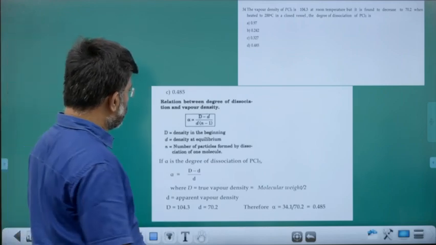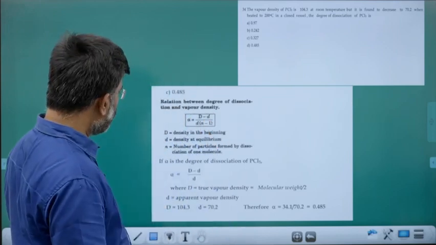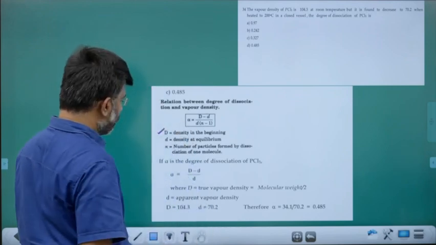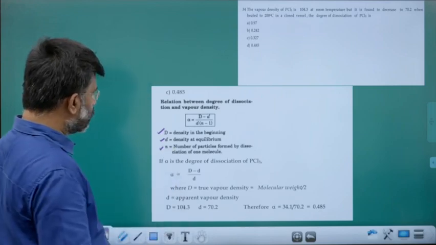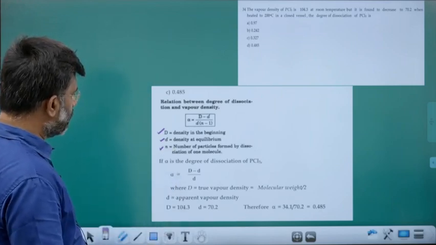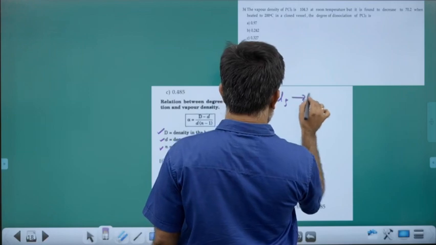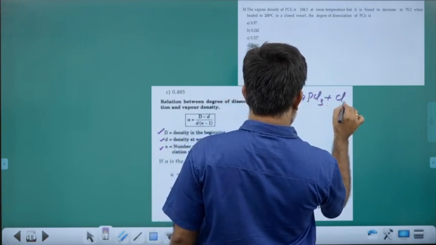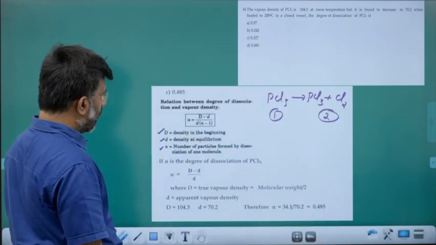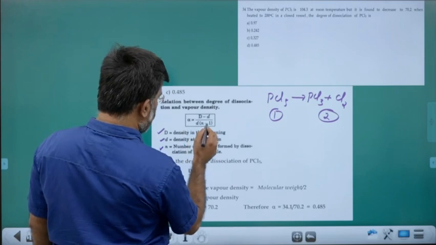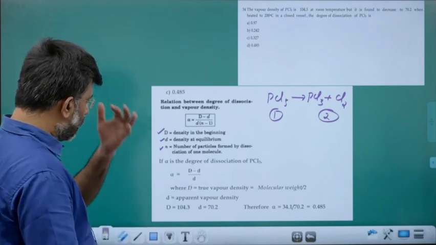You see, degree of dissociation is equal to (D minus d) by d into (N minus 1). What is D? Density at the beginning. What is small d? Density at equilibrium. What is N? Number of particles formed by dissociation of one molecule. Here, how is it happening? PCl5 will give you PCl3 plus Cl2, so one molecule will give you two molecules. So N is equal to 2. So what happens? (D minus d) by d into (2 minus 1), so it is 1. So alpha is equal to (D minus d) by d.